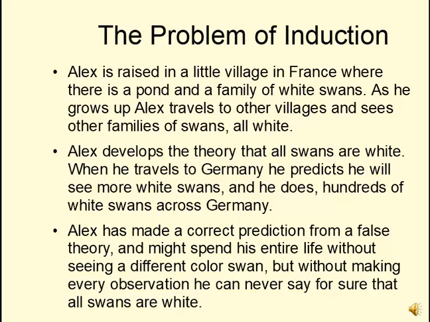So does that mean then that all swans are white? No. He's made a correct prediction from a false theory. His theory, all swans are white, is false. How do we know that? Because there are black swans.